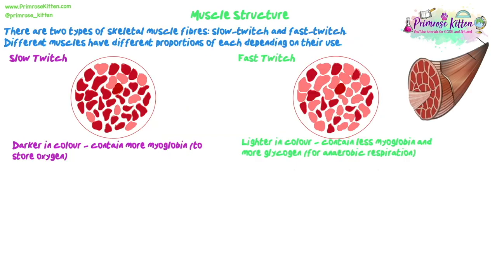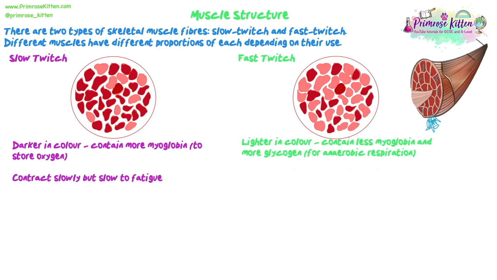So there are actually two types of skeletal muscle fibre as well. There's slow twitch and fast twitch muscle fibres. Different muscles will have different proportions of slow twitch and fast twitch fibres, depending on what those muscles are used for. Slow twitch fibres are darker in colour, and they're darker red because they contain more myoglobin. And myoglobin is a protein that enables the muscle to store or bind to oxygen. The fast twitch fibres are lighter in colour, and they don't have as much myoglobin. They have less myoglobin, and instead they have more glycogen because they are going to be predominantly doing anaerobic respiration.